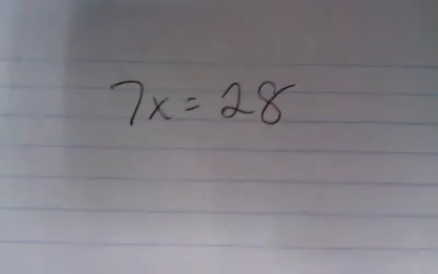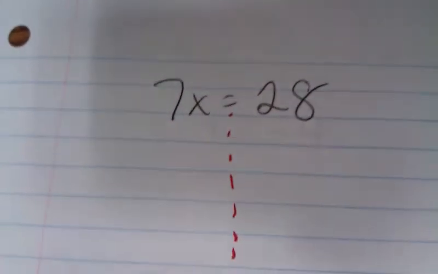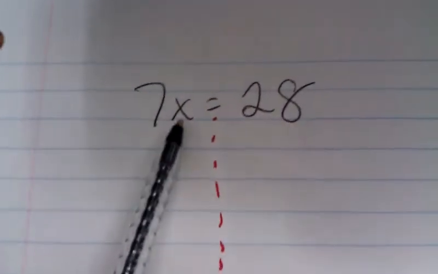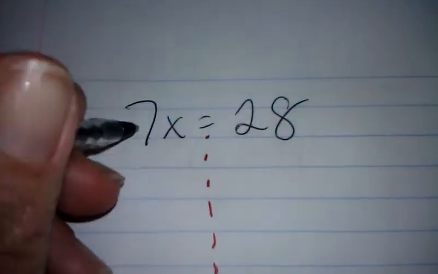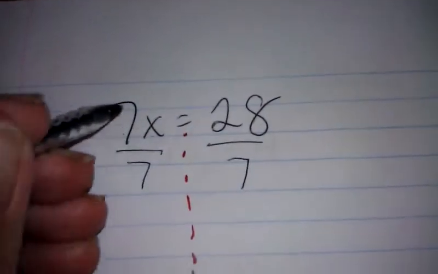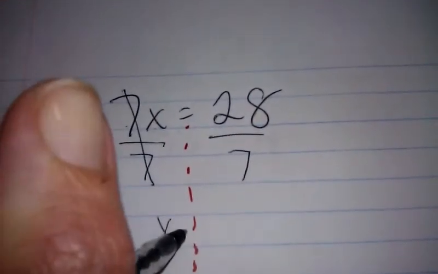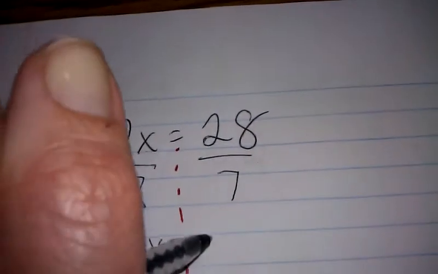Okay, here's another one. I'm going to draw my line. It says 7 times x equals 28. The opposite of times is divide, so I'm going to divide each side by 7. These cancel out, and I get x equals 4.